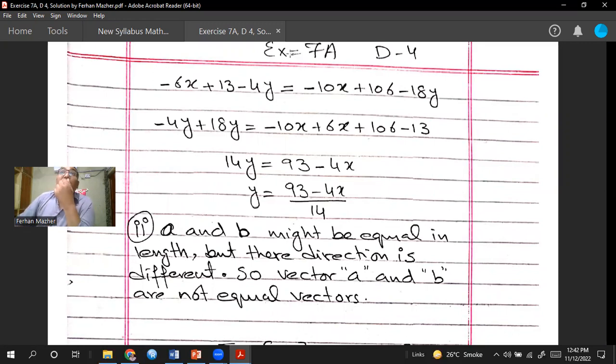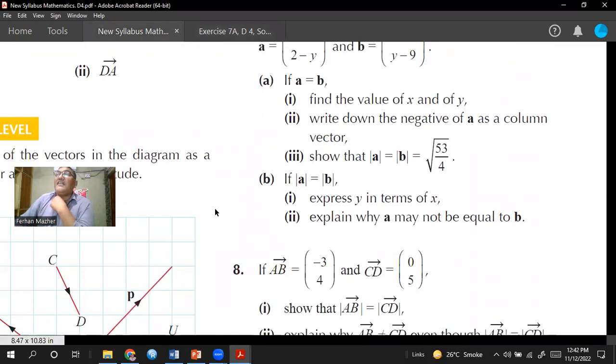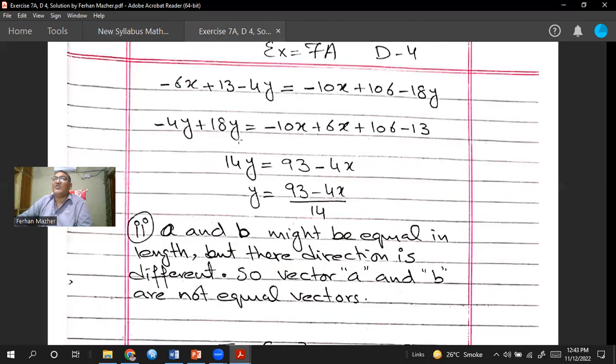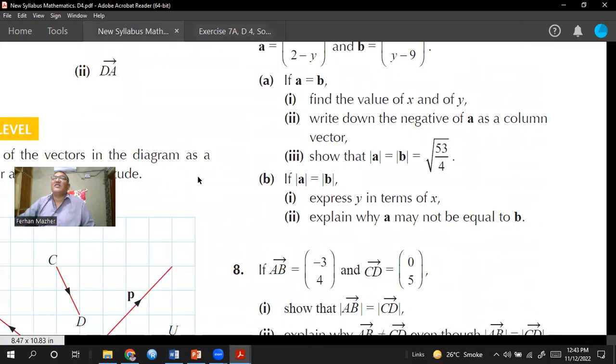Then they want me to explain why it's possible that A and B are not equal vectors. You see, their magnitudes might be the same, but their direction is not the same. So these are two vectors which have the same length, but their directions are different from each other. So that's why they are not equal vectors. Their magnitude, although, is equal to each other. A and B might be equal in length, but their direction is different. So vector A and vector B are not equal vectors. So this is how you do this question. That is question number 7.